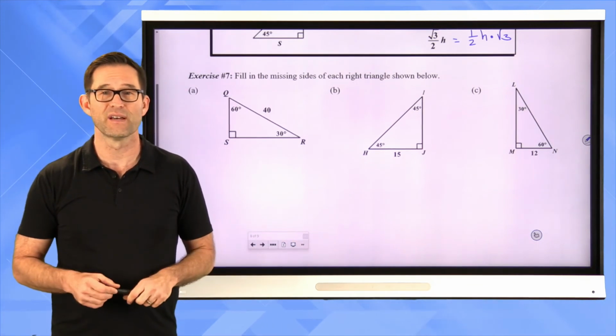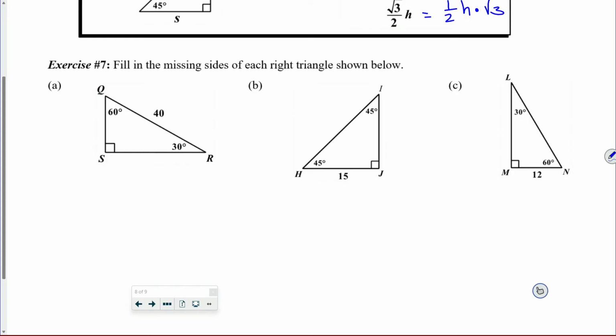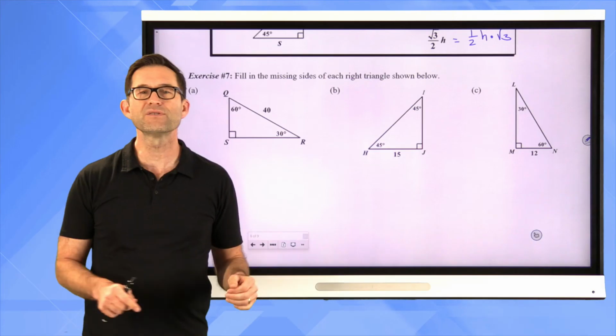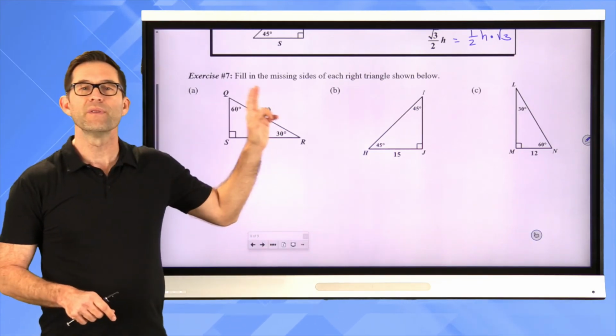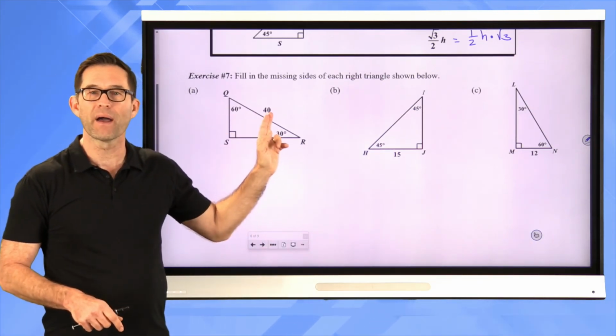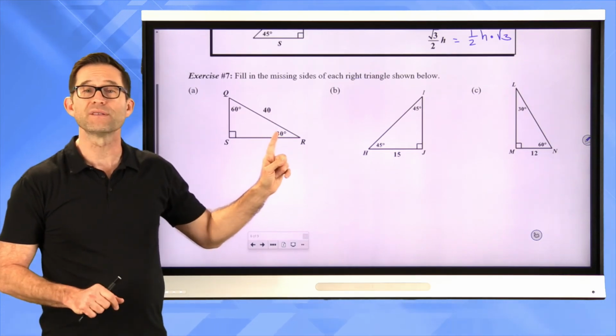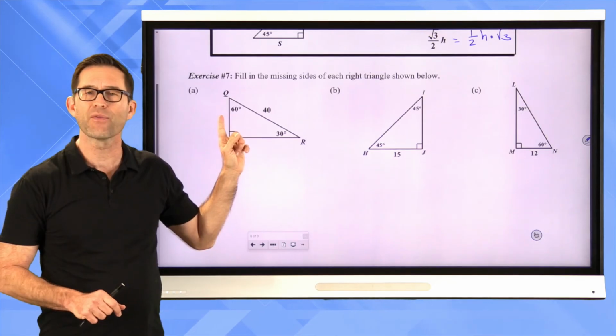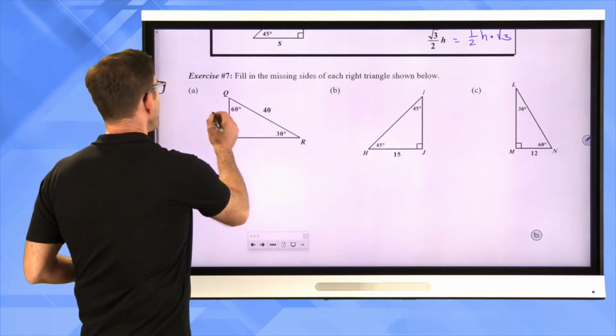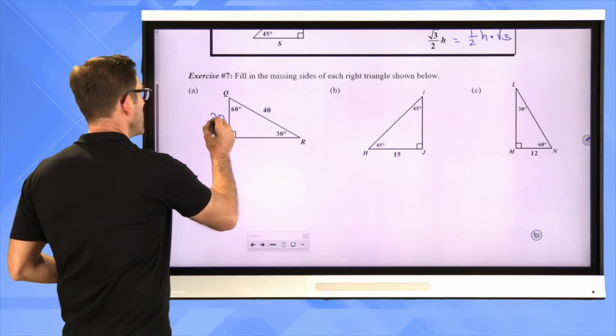Let's take a look at exercise number 7. Fill in the missing sides of each right triangle shown below. All right, so let's do the 30-60. So in this 30-60 right triangle, I've got my hypotenuse, and it's equal to 40. What I know from my patterns is that the shorter side, the side opposite the 30-degree angle, is simply going to be half of that 40.